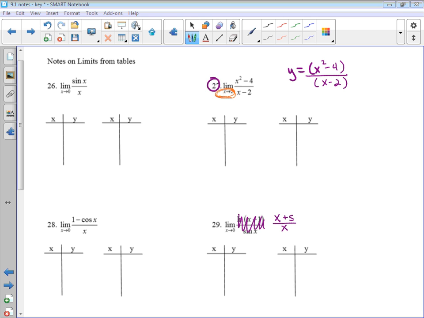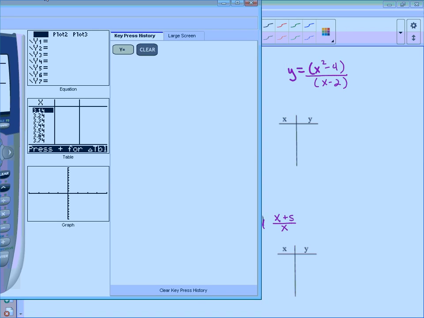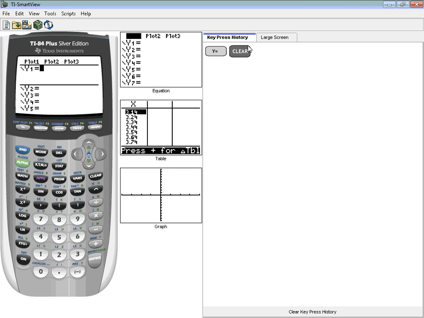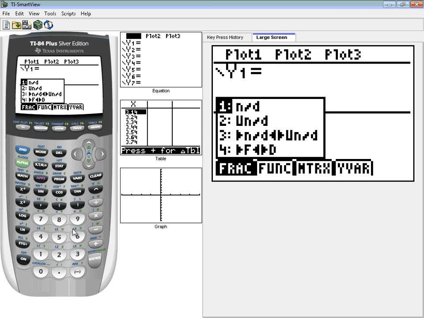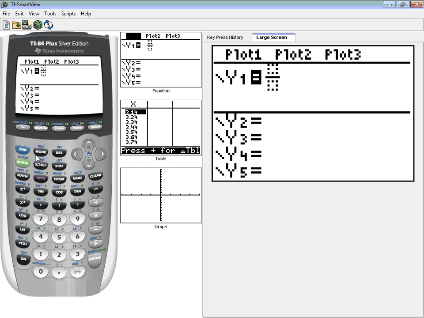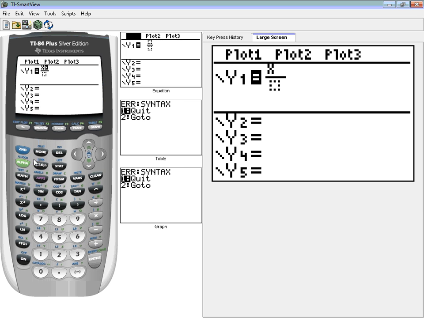Okay, here, hold on. Let me show you what it should look like. Is it just telling you error, or... Okay, let me get this up here first, and then... You guys know your shortcuts, right? Like the fraction shortcut? X squared minus 4 over x minus 2? Okay.